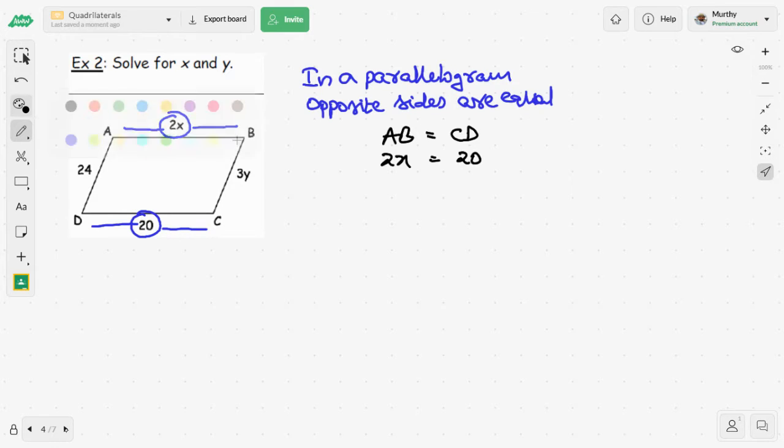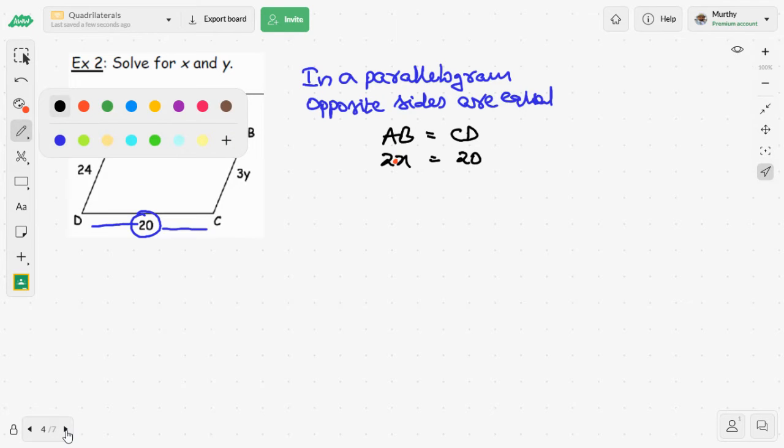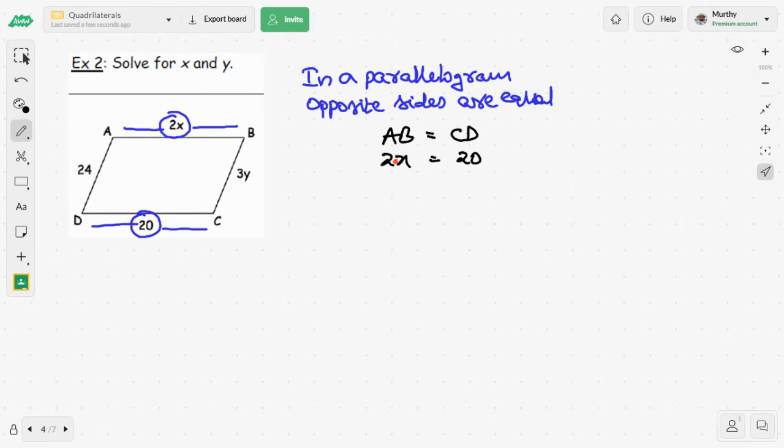Then, I hope you remember, there is an invisible multiplication sign between 2 and x, that is between the constant and the variable. Therefore, the inverse operation of multiplication is division by 2 on both the sides. Therefore, 2 over 2 gives me 1, x equals 20 over 2, that is 10. Therefore, the value of x equals 10.